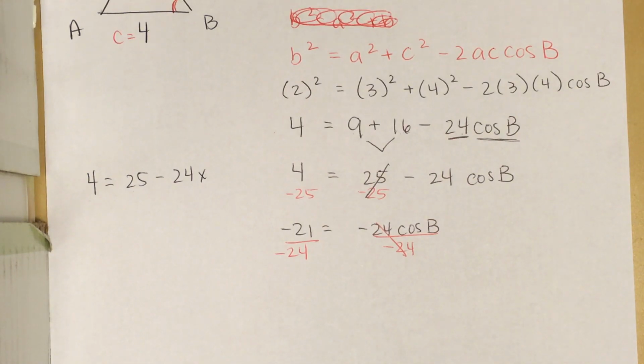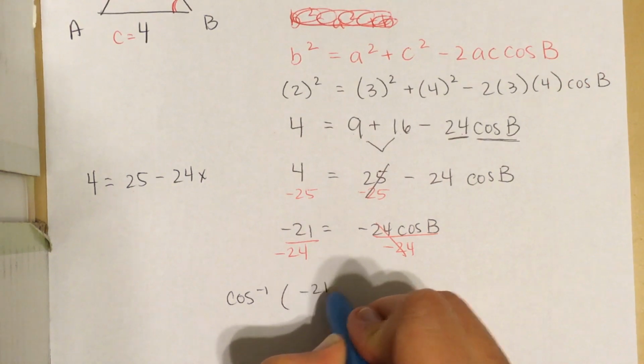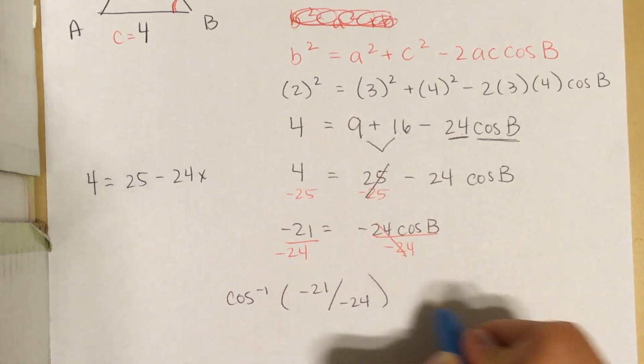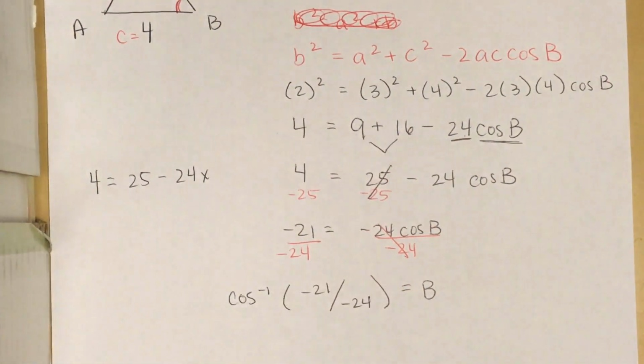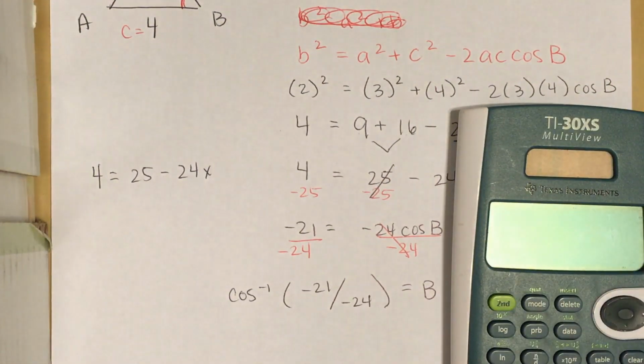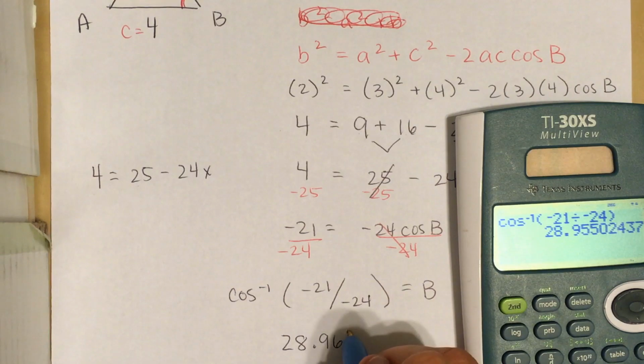I need to find angle B. Remember, whenever you're looking for an angle, that means use inverses on your calculator. So inverse cosine of the negative 21 over negative 24 gives me angle B. Make sure your calculator is in degree mode. Inverse cosine of negative 21 divided by negative 24 gives you angle B is 28.96.